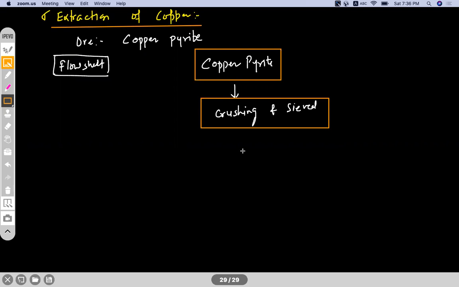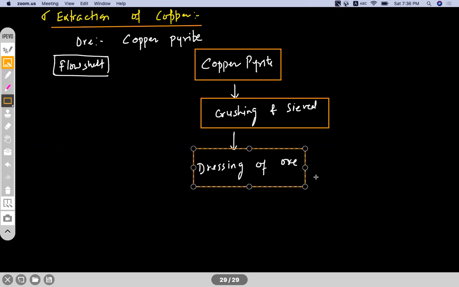That is the concentration of ore. So here again you see what we need to do. Concentration of ore, which we also called as dressing. Dressing of ore. What method we use? This is important for you to memorize. The method we use is froth flotation process. Froth flotation.